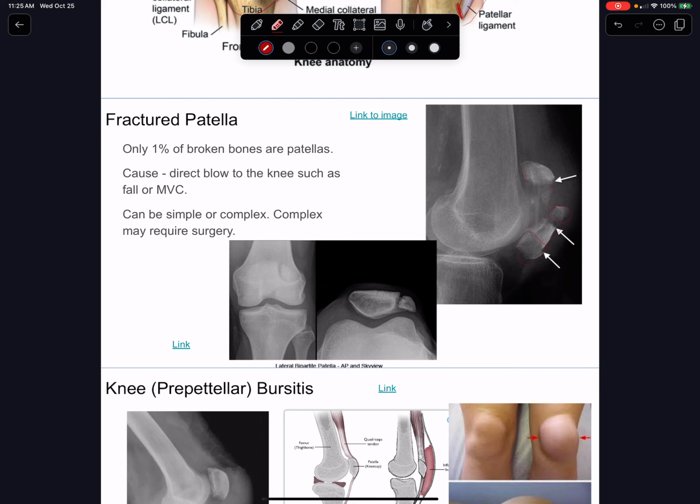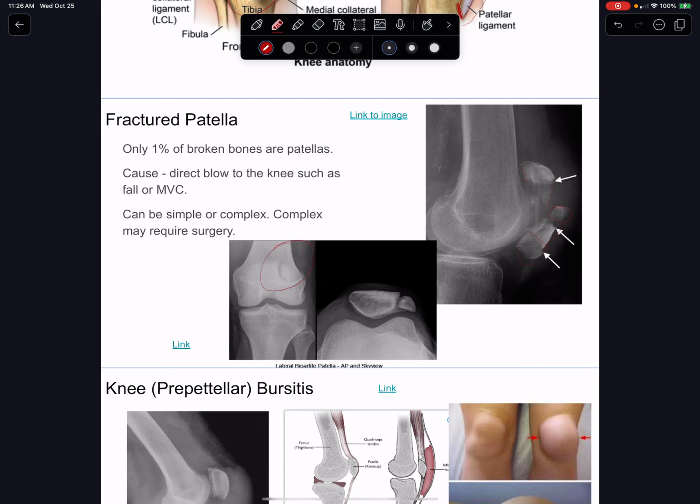Only 1% of broken bones are in patellas. It's very rare. And typically it's caused by a direct blow to the knee, such as a bad fall or a motor vehicle crash where the patella hits the dash, or at worst, I hate to think of it this way, but you hear about, in violent movies, they're like, we're going to take a bat to your knee and bust your kneecaps. And so something like a bat hitting a knee really hard like that intentionally would cause a patella to fracture.